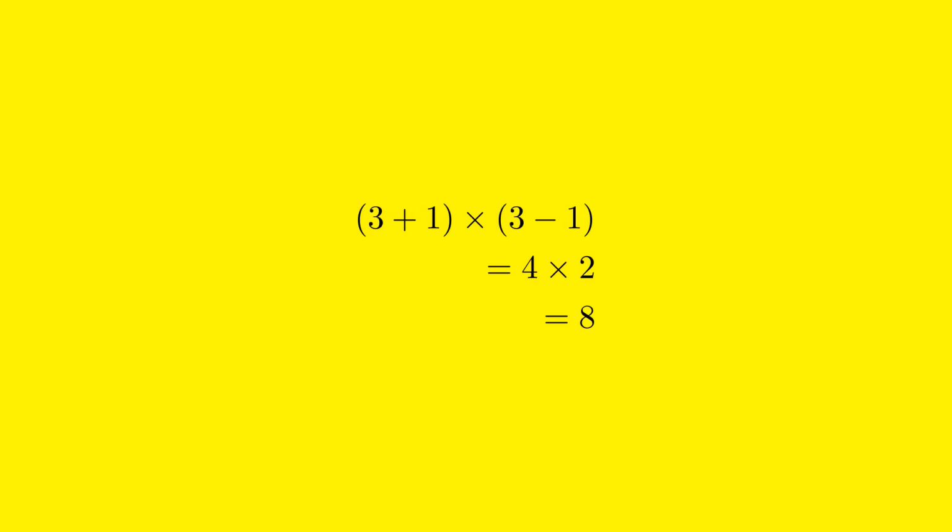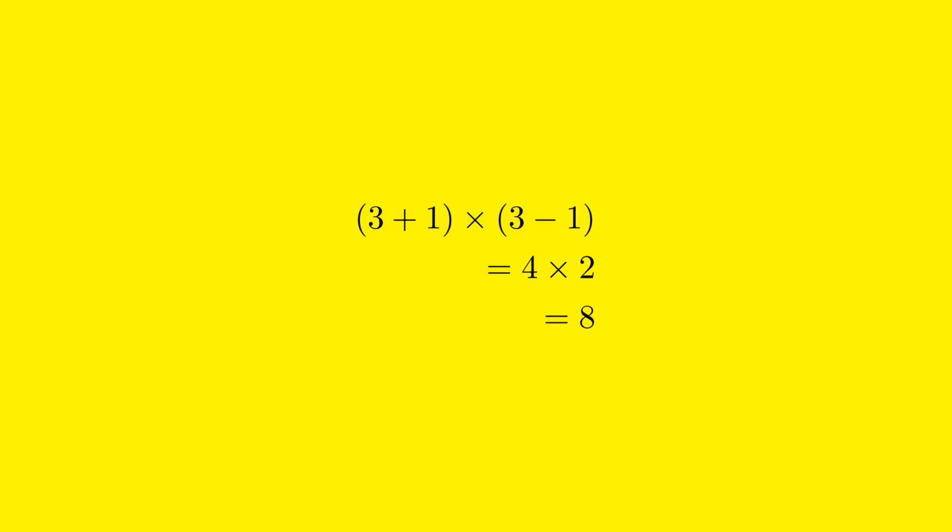In step 2, we substitute specific values for x to solve the factored expression. Choose a value for x. For instance, x equals 3. Substitute x equals 3 into the factored form x plus 1 times x minus 1. This gives us 3 plus 1 times 3 minus 1, which simplifies to 4 times 2. Therefore, the value of the expression when x equals 3 is 8.